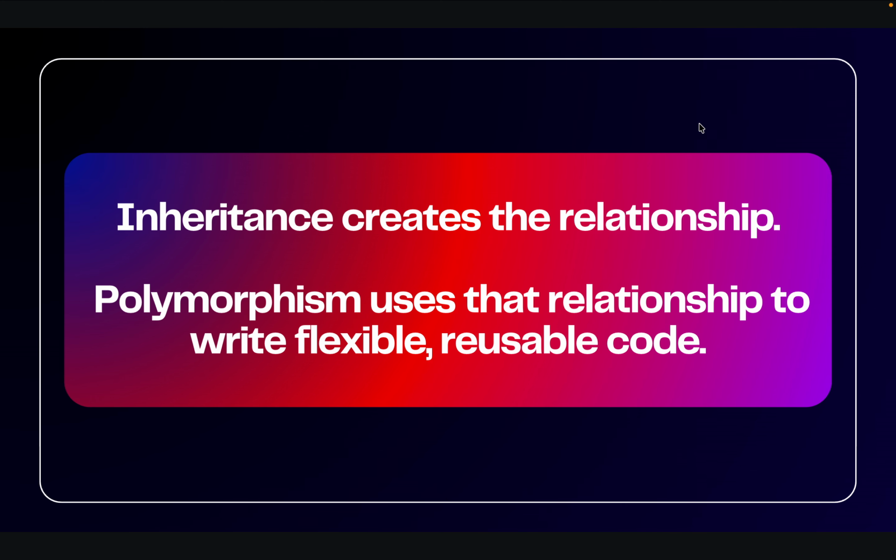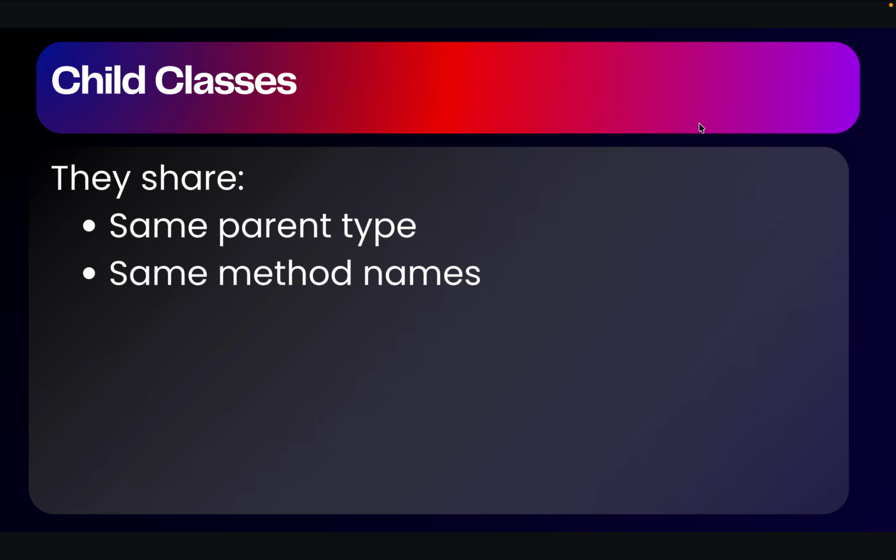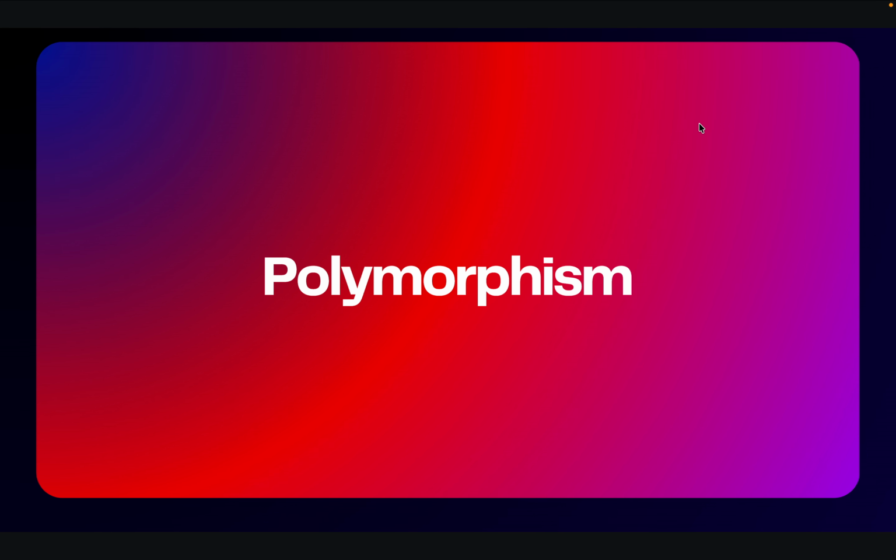So inheritance is what's used to create the relationship. But now we're going to get into the topic of polymorphism, which is used when relationships are needed to be flexible and reusable. So again, let's review the child class. The child class is basically going to share the same parent type, because the parent type will be the name of that parent class, and the same method names. And this will make more sense as we go along into polymorphism. So let's go ahead and take a look at what polymorphism is.